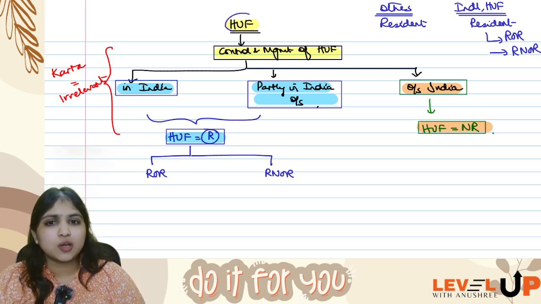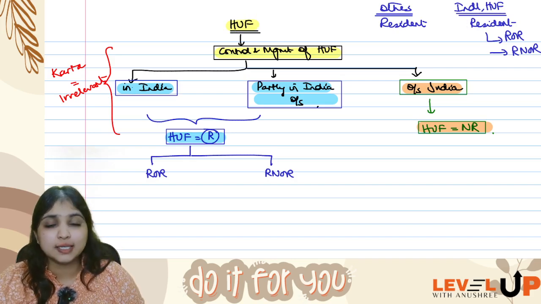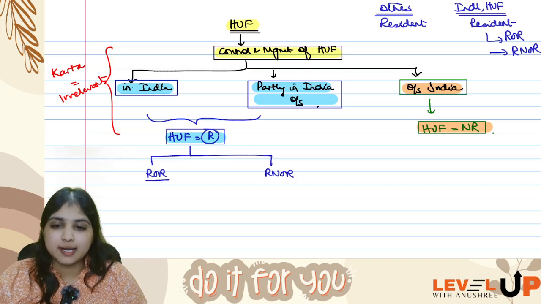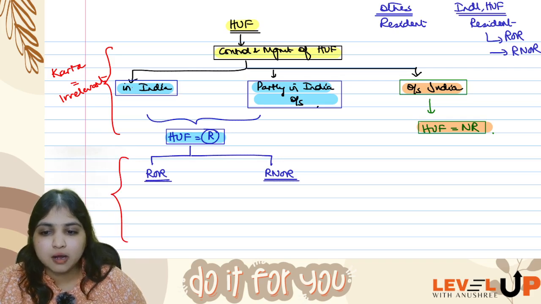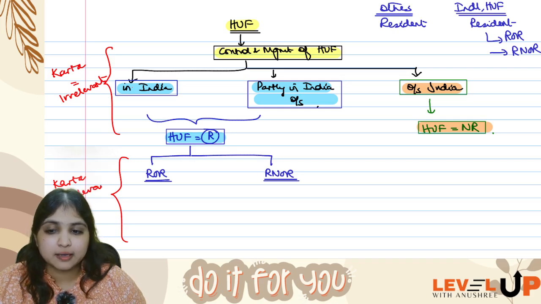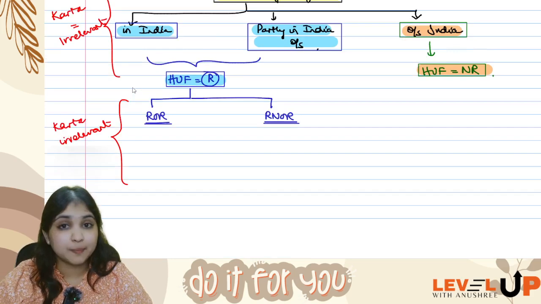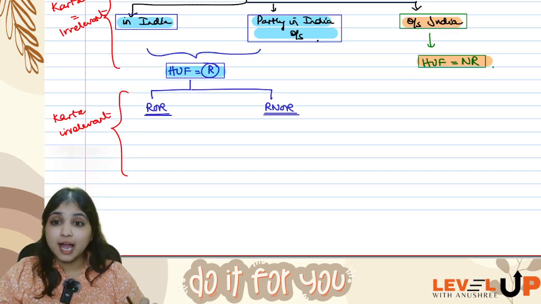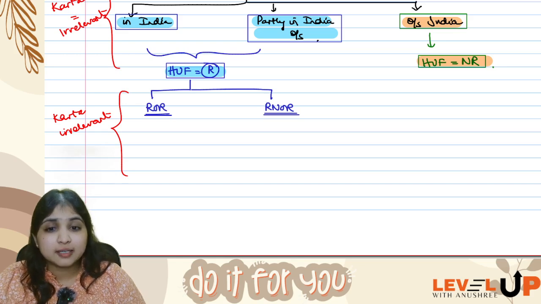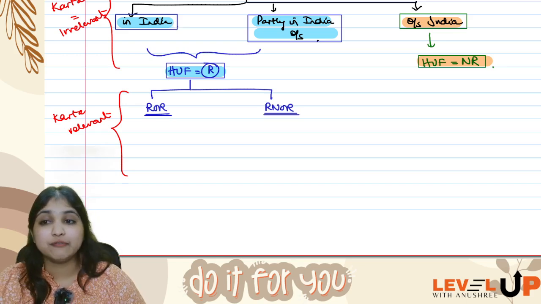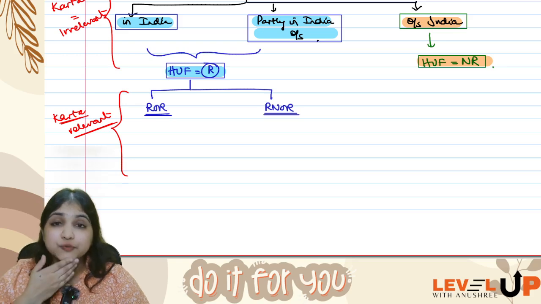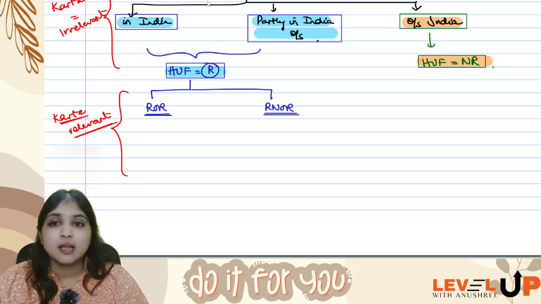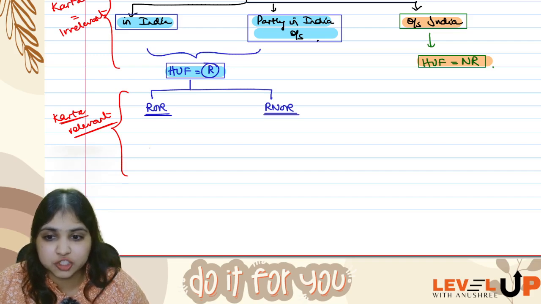So even here I am talking about HUF. If HUF is a resident, I'll have to check whether this HUF is an ROR or RNOR. Now this is where the Karta will be relevant. This is where the head of the family, the Karta, we will care about him. We will have to check whether the Karta is fulfilling two additional conditions. Now what are the two additional conditions?